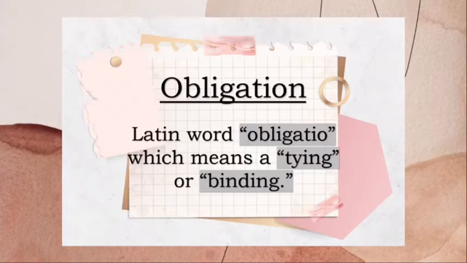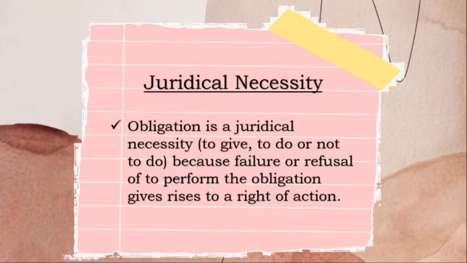Article 1156 gives the Civil Code definition of obligation in its passive aspect. Our law merely stresses the duty of the debtor or obligor, who has the duty of giving, doing, or not doing, when it speaks of obligation as a juridical necessity. When we say that an obligation is a juridical necessity, it simply means that in case a debtor failed or refused to perform the obligation, the creditor can pursue legal remedies.